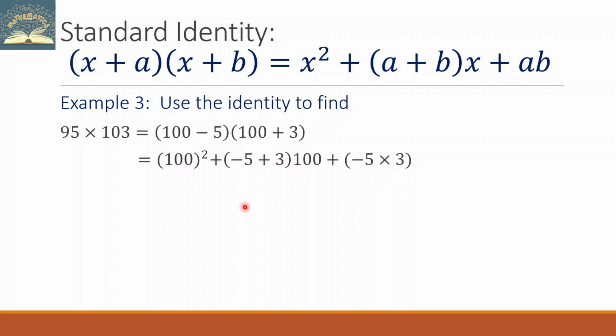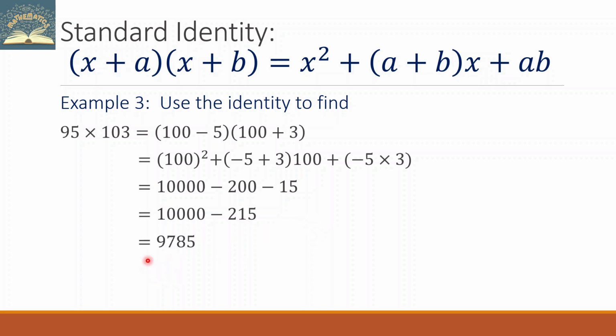Let us now simplify. The square of 100 is 10,000. This negative 5 plus 3 is negative 2 times 100. That will be negative 200. The negative 5 times 3 is negative 15. We can combine this negative 200 and negative 15. So this is negative 215. Now the difference of 10,000 by 215 is 9,785.